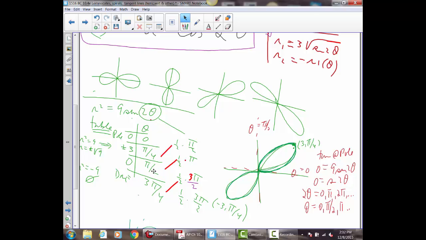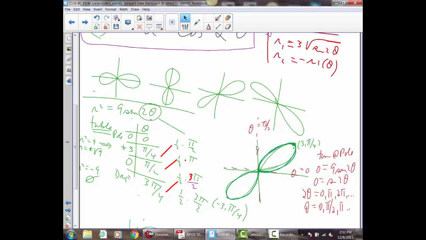And then same thing here, you'll get pi, you'll get 0. Here you'll plug in 3 pi over 4, double it, and you'll get 3 pi over 2. The sine of that is negative 1. You'll get r squared equals negative 9, which of course makes no sense at all. Okay, so we do have the pole, and we do have these 2 points, 3 comma pi over 4 and negative 3 comma pi over 4, so you can easily see that it is in the first and third quadrants.